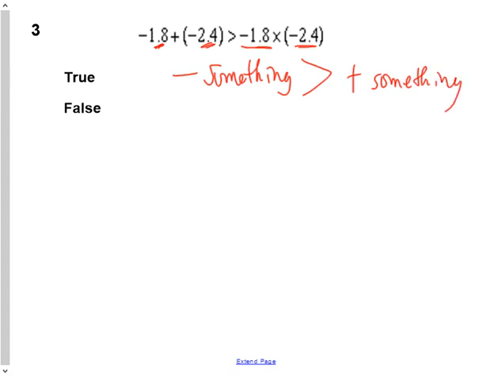So is it possible that a negative something is bigger than a positive something? The answer is no, it's not possible. So therefore, it's false. Okay? When you multiply two negatives together, you will always get a positive product. And when you add two negatives together, you will always get a negative sum.